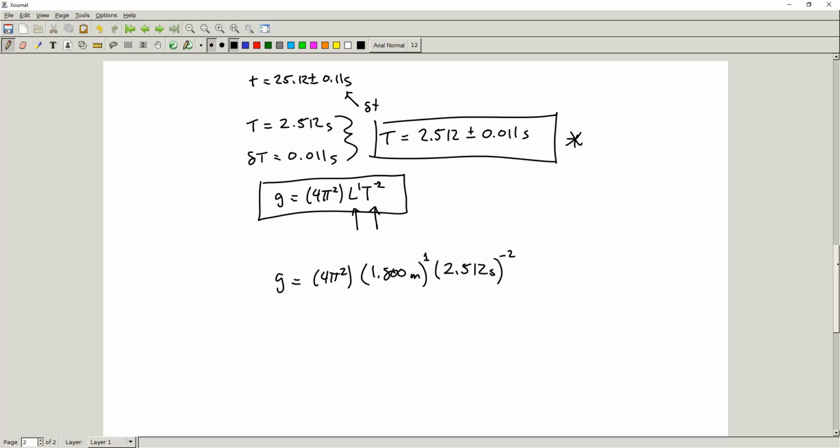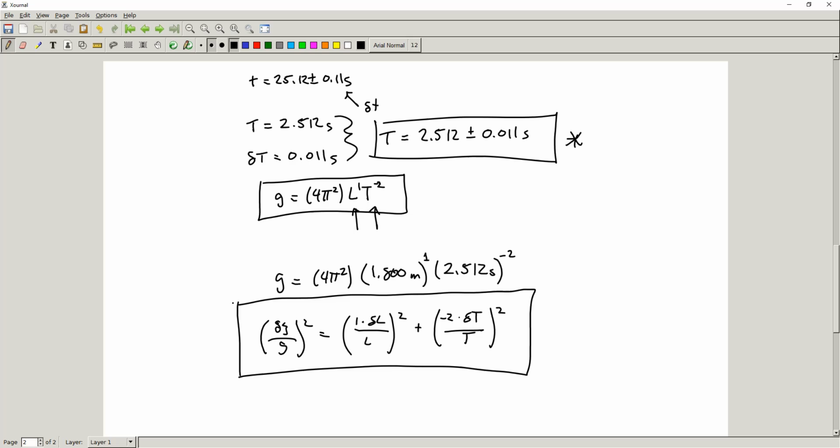So take a look at that if you're not clear on how to do that. But again, the expression for that is just going to end up being (delta g over g) squared is equal to (1 times delta L over L) squared plus (minus 2 times delta t over t) squared, okay? And if you want to know where I got that from, just look at the other video. But once we solve for this, we need to manipulate stuff a little bit.